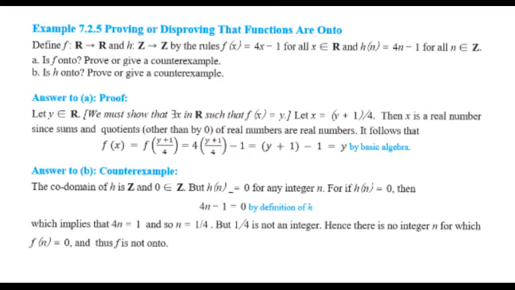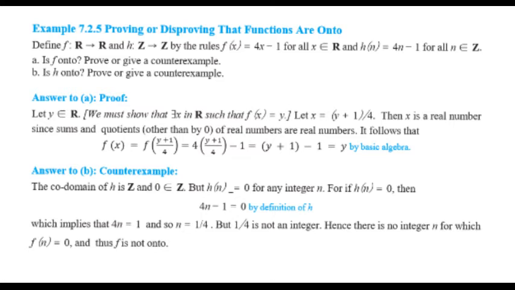Now let's disprove part B. I'm going to show you that part B, which is function h, is not onto. How can I do this? I use a counterexample. So we say the codomain of h is Z, right?